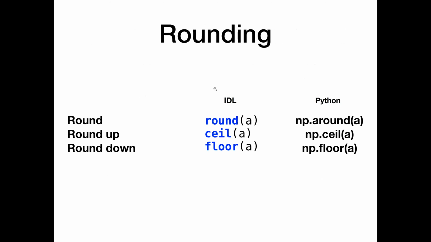And what about rounding? In IDL, we have, of course, round, then we can round up with ceil and round down with floor. And NumPy has routines that do the exact same thing. So it's np.around for rounding, np.ceil for rounding up, and np.floor for rounding down.